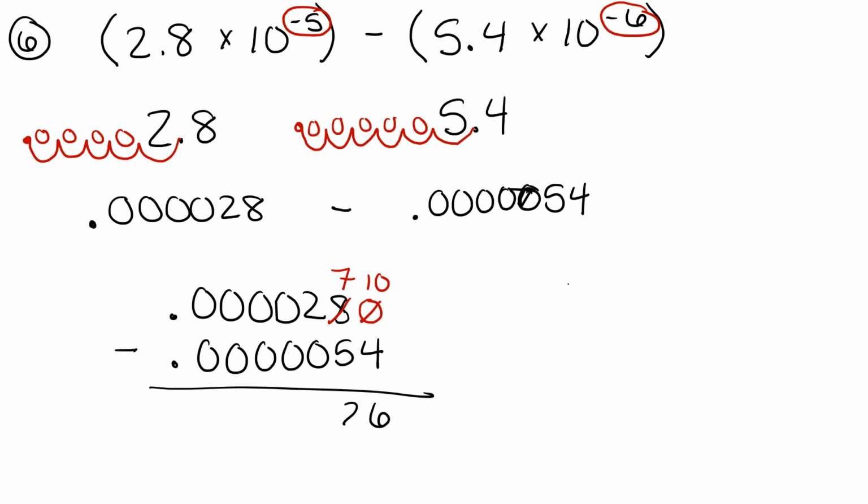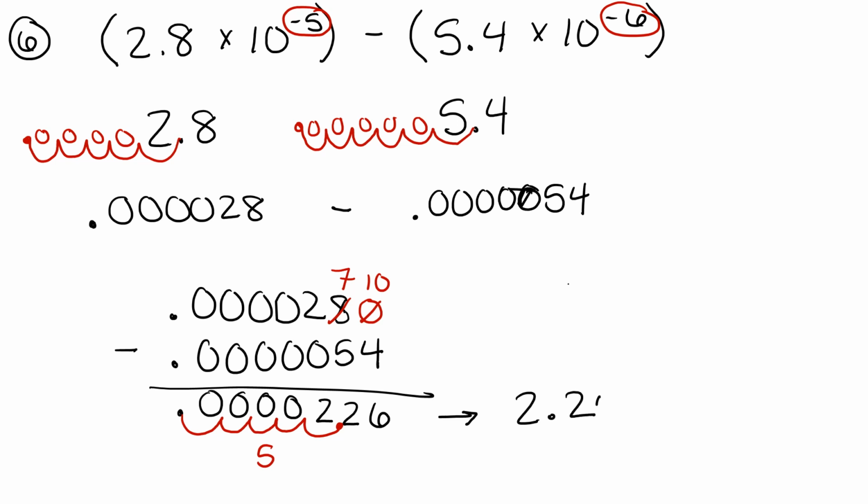7 minus 5 gets us 2. 2 minus 0 gets us 2. And subtracting all of our zeros stays 0. Notice our decimal point comes straight down in the line. And then we can write our answer in scientific notation. We move the decimal back towards the first number, which is 5 times.